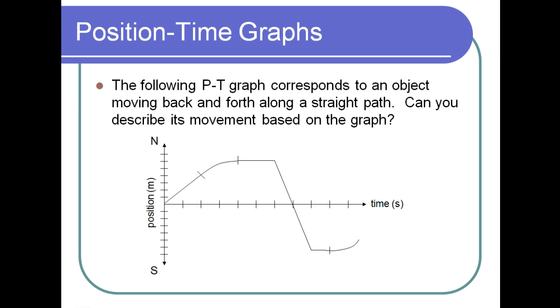So here's a position versus time graph that corresponds to an object moving back and forth along a straight path. And you should be able to describe the movement of this graph. So I want you to do that in your notes now. Pause the video and then restart it after you're done. Alright, so we're going to move on. I'm not going to describe it here on the video. We're going to talk about this one in class. I want you to tell me what kind of movement caused that graph.